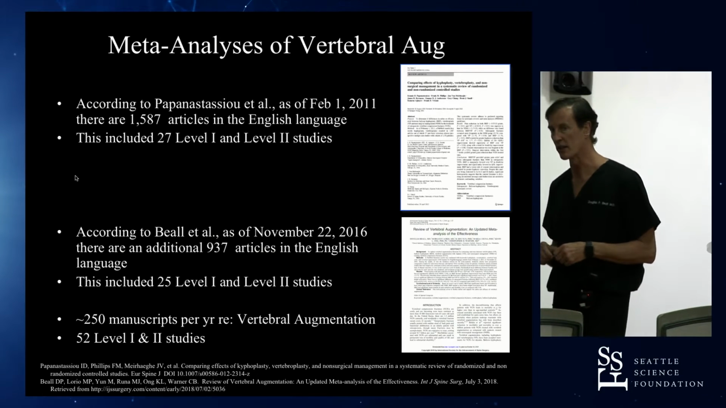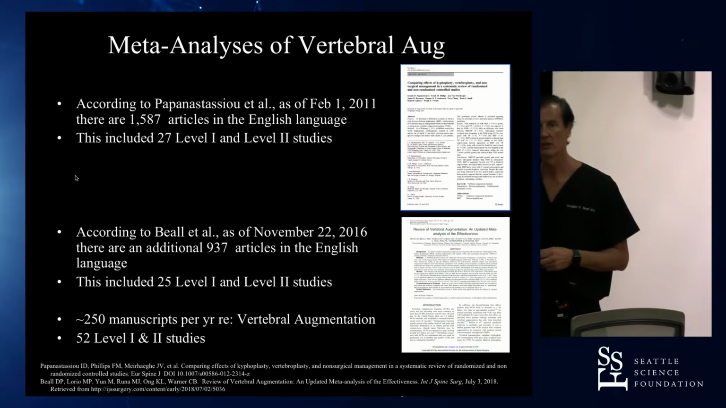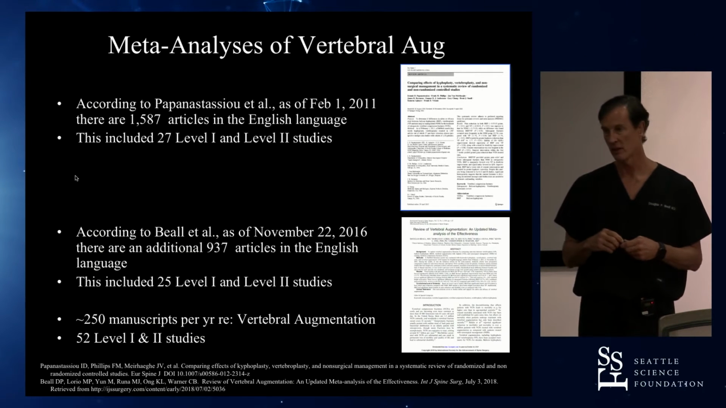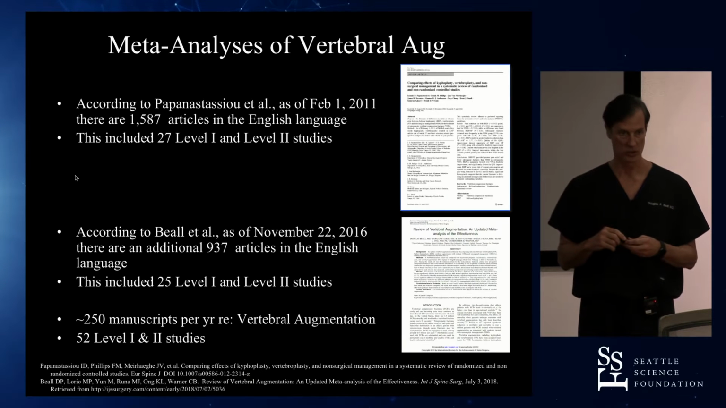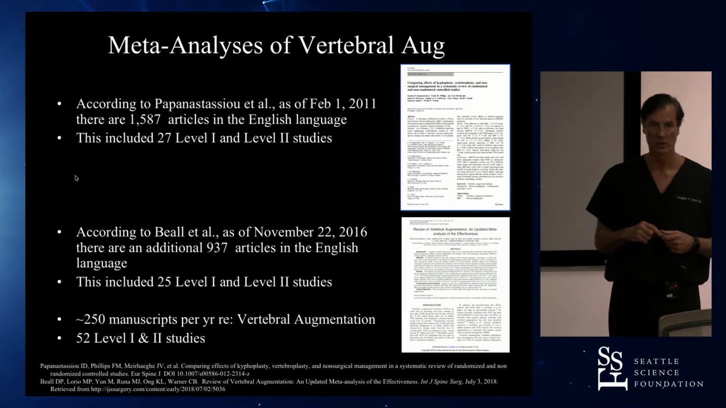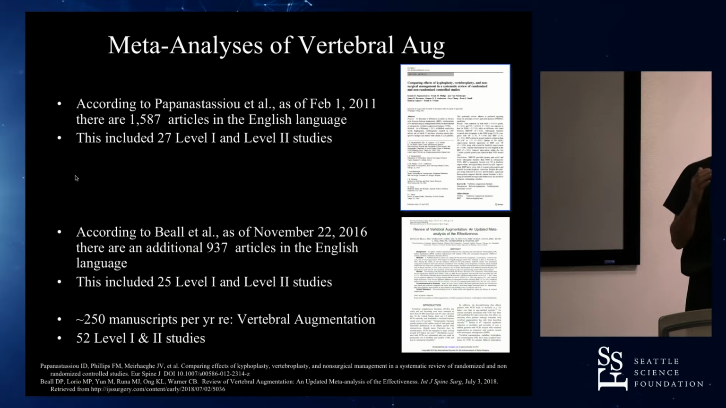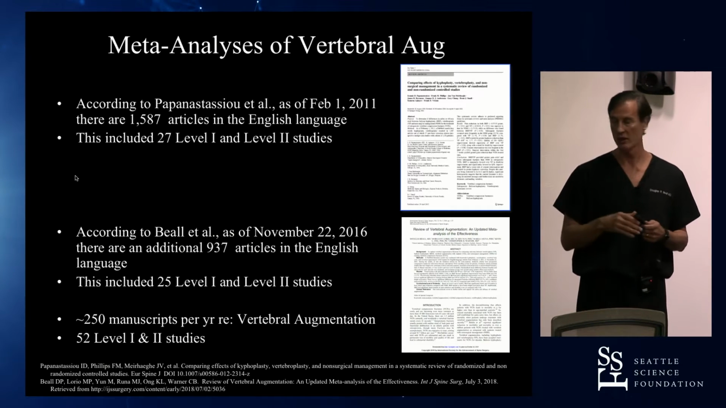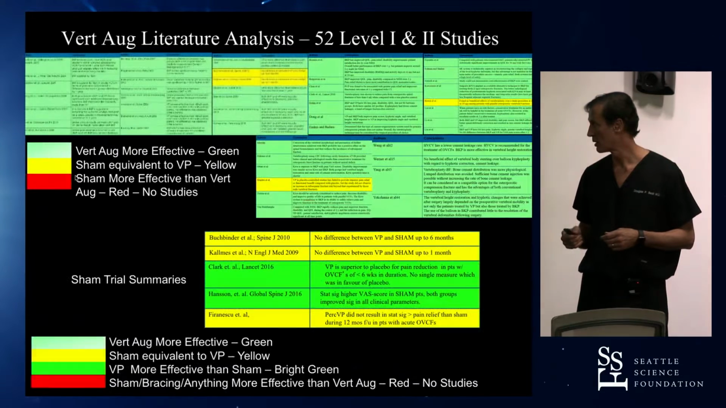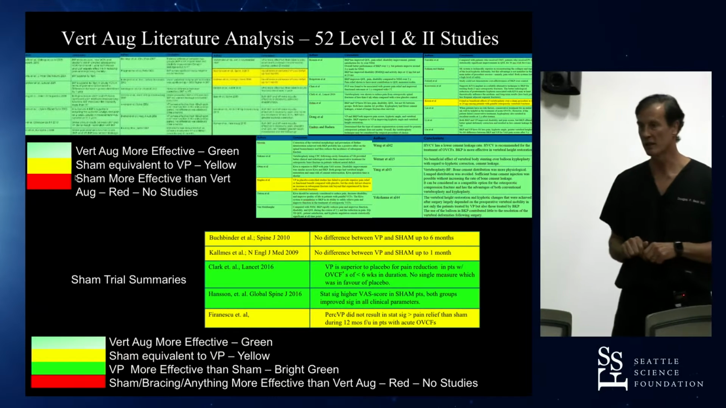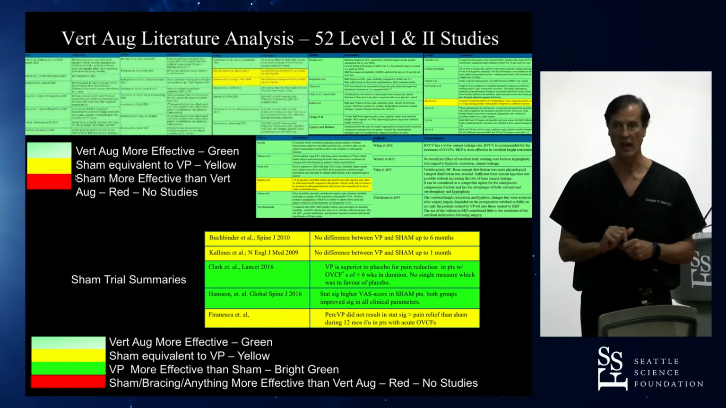Pop and Estacio did a great meta-analysis in 2011, published in 2012: 27 level 1 and level 2 articles in the English language. Someone else repeated this later and found 25 articles in addition to that. That's 52 level 1 and level 2 articles published over the last 25 years. And here they are. This is the entirety of the best quality literature of vertebral augmentation in one slide.